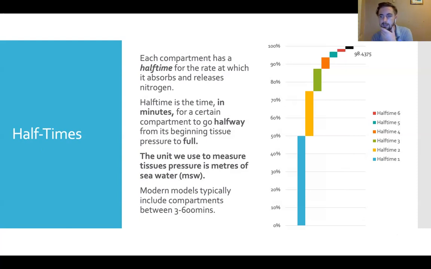Now, the reason I've listed 6 half times here is because after 6 half times, we basically call it done and we call it full. So once it hits 98.4%, we're going to consider that that compartment is full. This little black piece left here, it's just going to keep being half and half and half of that tiny little bit at the end, and it's going to be splitting hairs and never actually fully reach a complete 100%. So after 6 half times, we call it full.